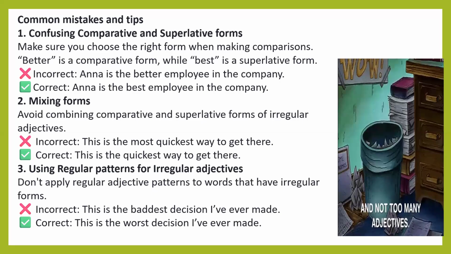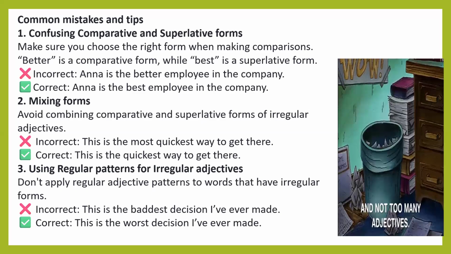Avoid combining comparative and superlative forms of irregular adjectives. "This is the most quickest way to get there." It's a wrong one. Quickest is already in superlative form, so we cannot use "most quickest." "This is the quickest way to get there." It is the correct sentence.